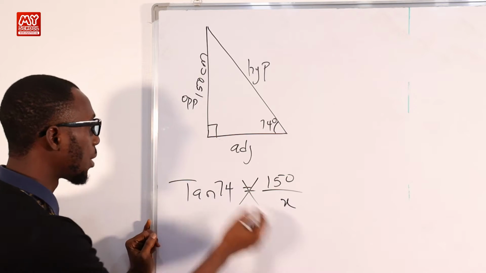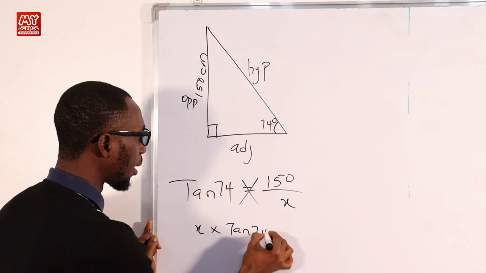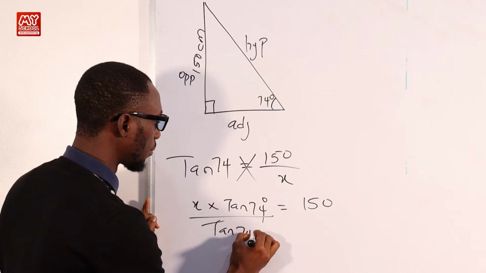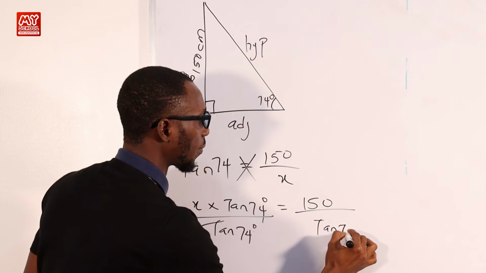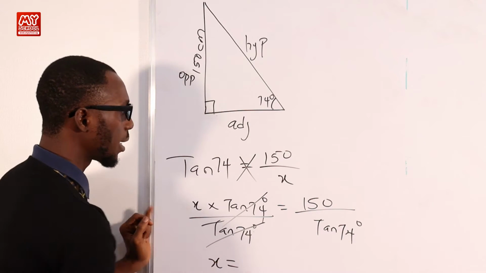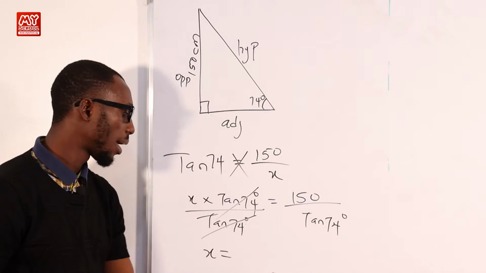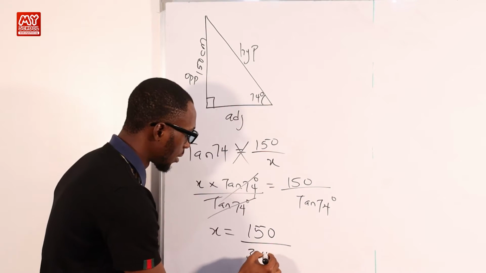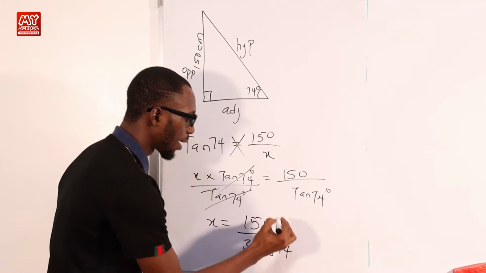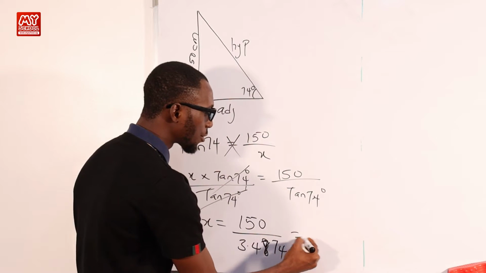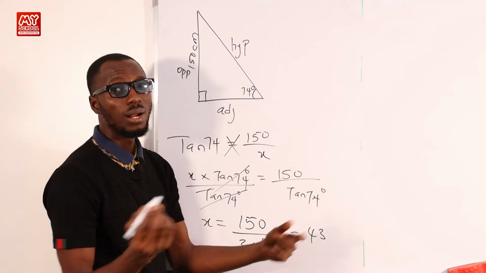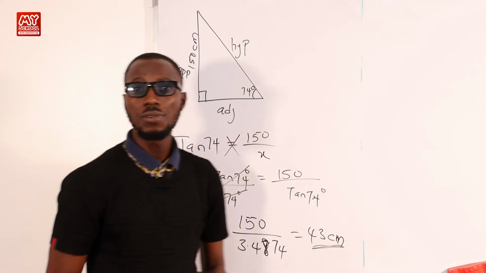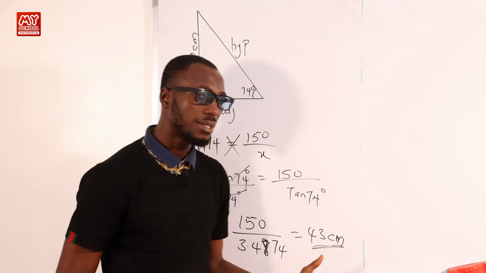So when we cross multiply, we would have x times tan 74 equals 150. Dividing both sides by tan 74, x equals 150 over tan 74, which is 150 over 3.474874. If we divide through, we are going to have roughly 43.0111, so roughly I can put it at 43 centimeters. That is the distance of the boat to the base of the tree. If we scan through our options, you realize that option B is correct.